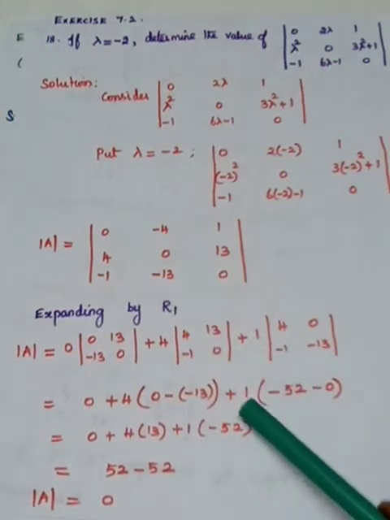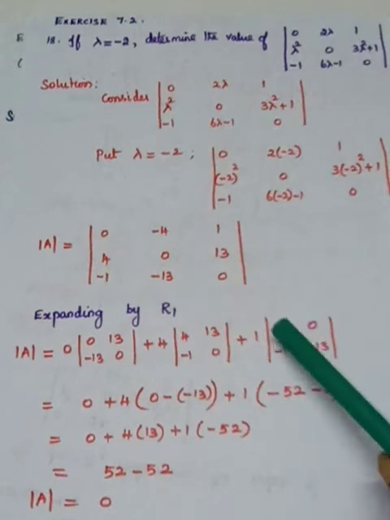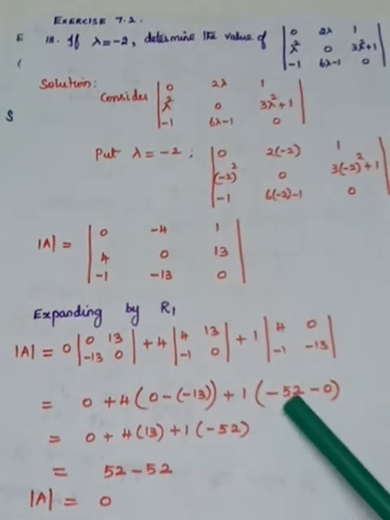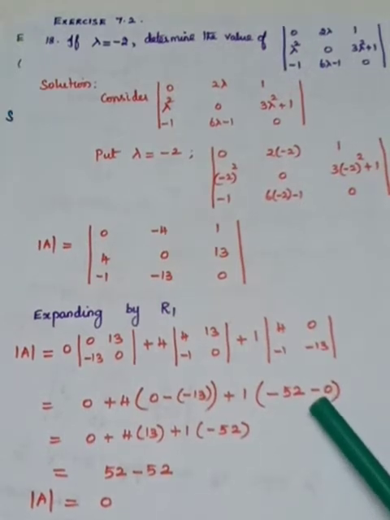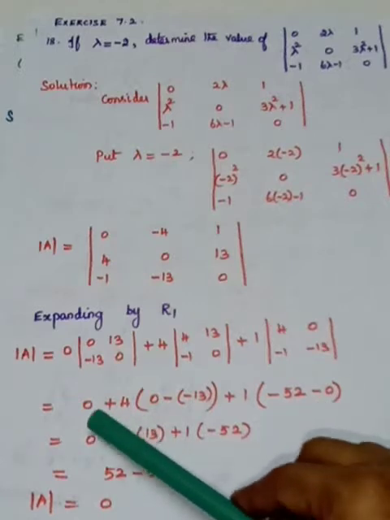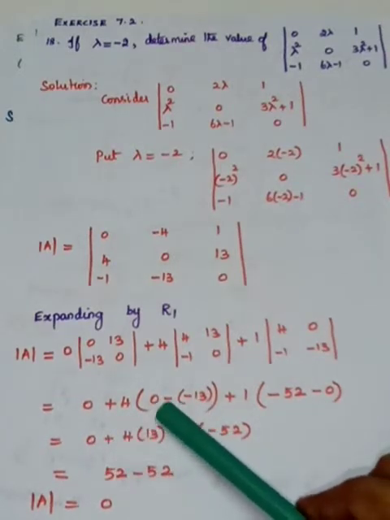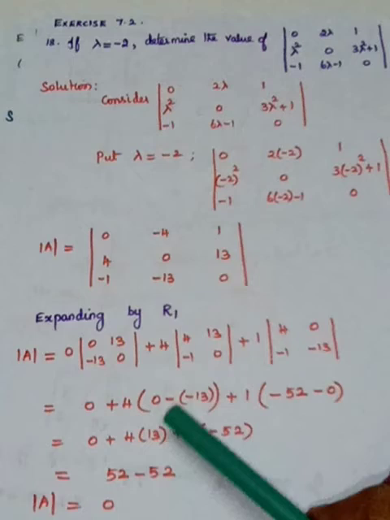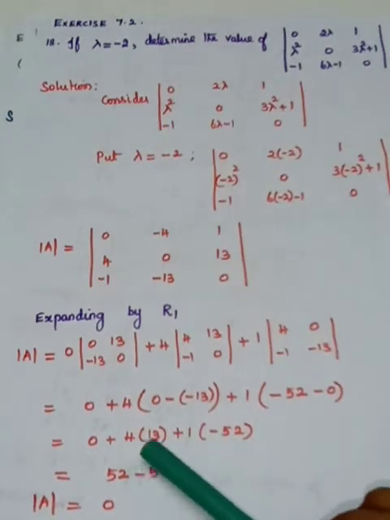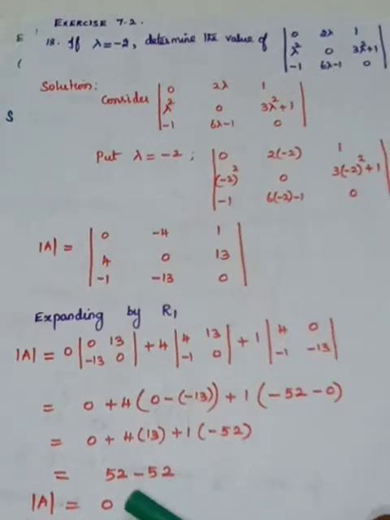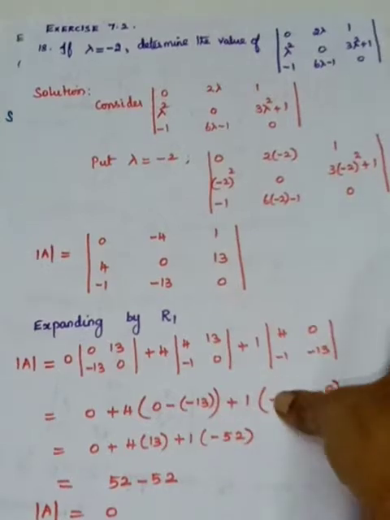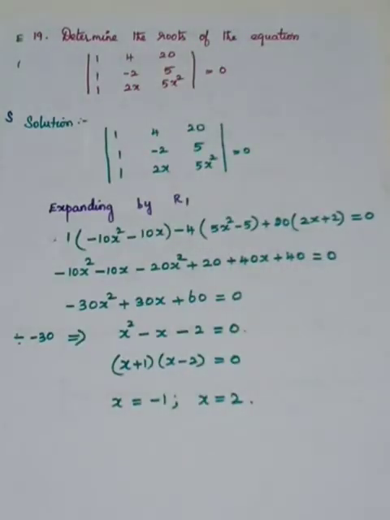Plus 1 into, what you have to do? Multiply the main diagonal elements. 4 into minus 13 is minus 52. In between you write minus. Then multiply these two. 0 into minus 1 is 0. So this element is 0. Here 0 minus of minus 13 is plus 13. So 4 into 13 plus 1 into minus 52. 4 into 13 is 52. 52 minus 52 is 0. So therefore the determinant value is equal to 0. So we are moving to problem number 19.